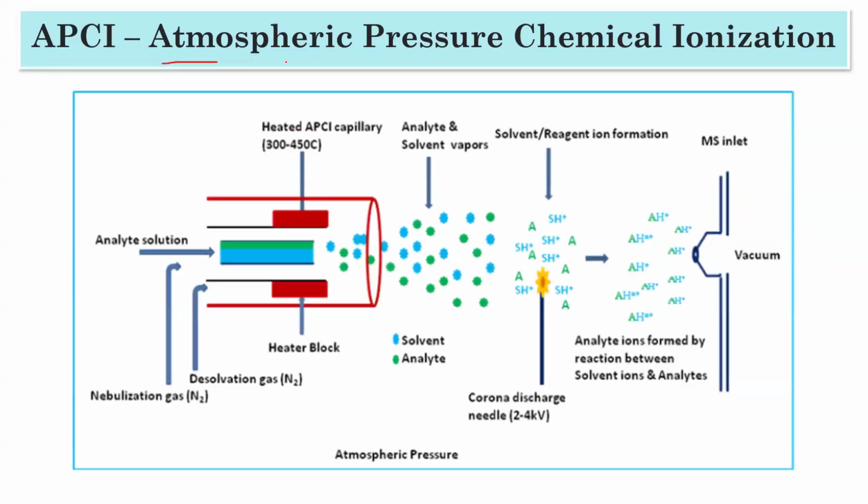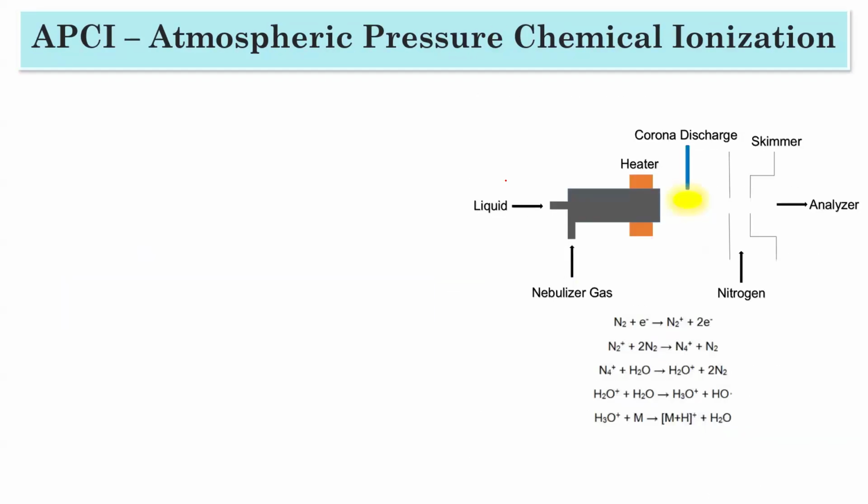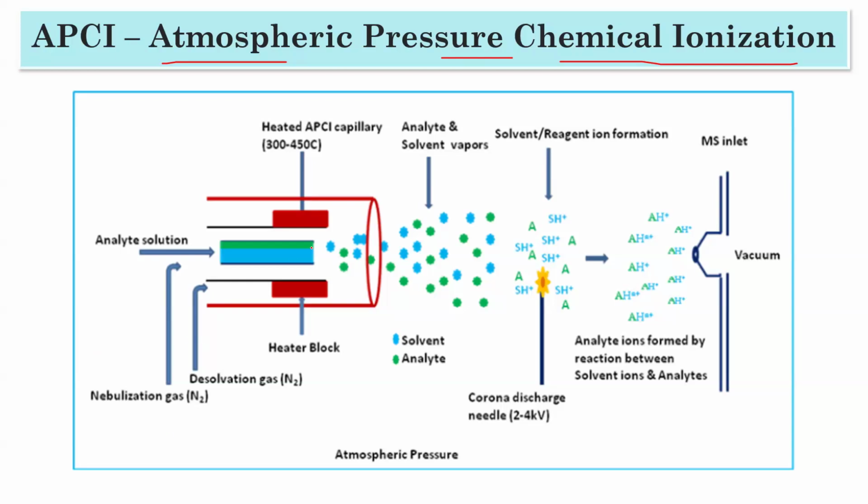And similarly, you have atmospheric pressure chemical ionization. Same principle, just like the previous one. This is the scheme: your sample is going, and then the solvent is going, and then there is a corona discharge at very high potential, and then your analyte and solvent will first get ionized, and then some of the analyte will get ionized and they will move to vacuum.